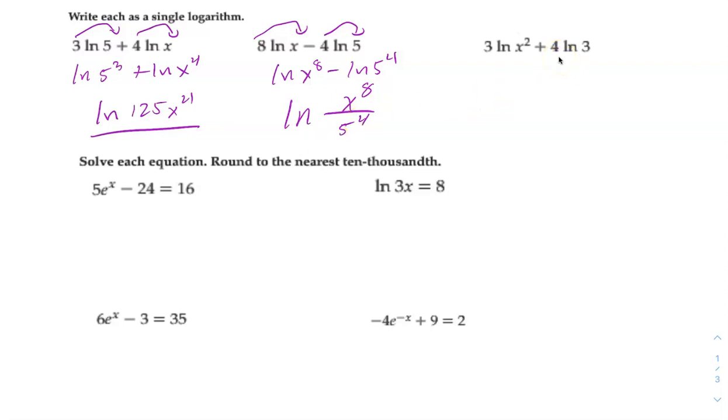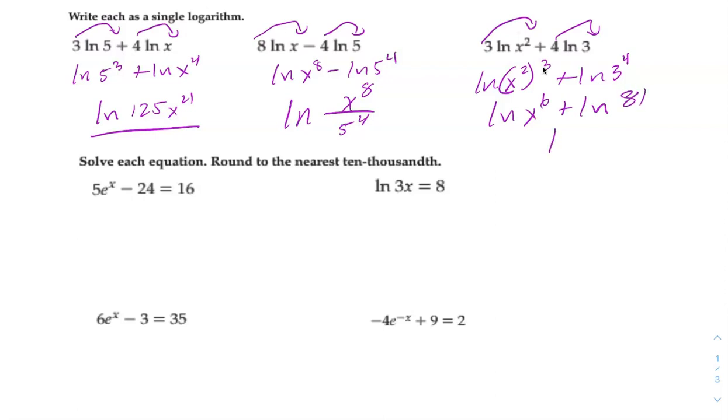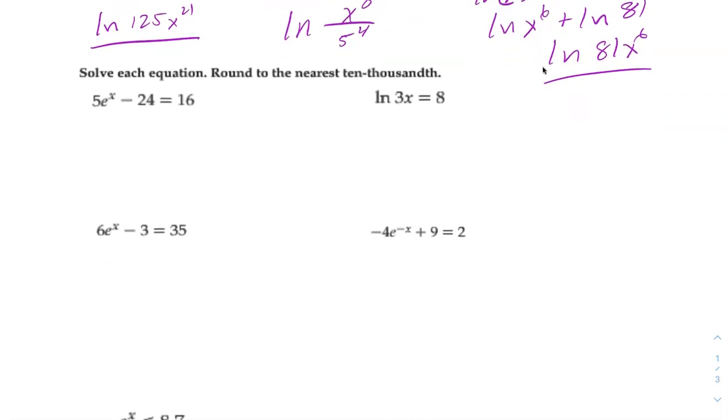Last one, same idea. Gotta move this up here, and then move this up here before I can condense it. Natural log of x squared cubed plus natural log of 3 to the 4th. X squared cubed, remember, you power to power, you multiply. So this is natural log of x to the 6th plus natural log, I'm fine if you leave it either way, 81. So you combine it and you multiply it, you get 81x to the 6th. So that's how you combine logs, or simplify logs.